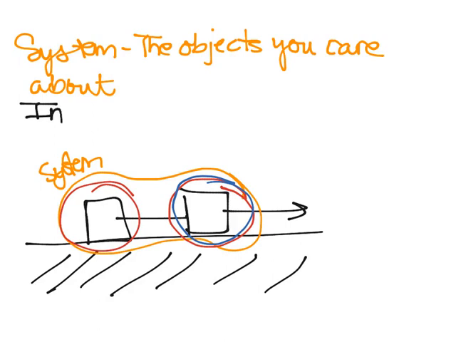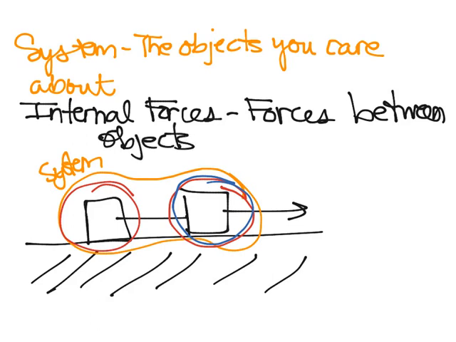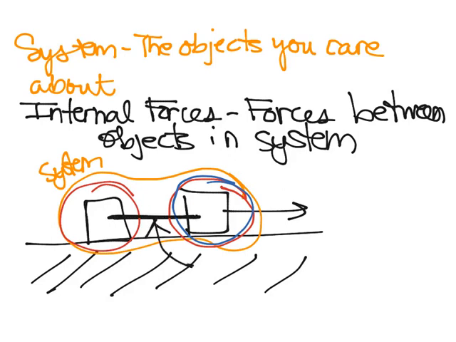Internal forces are forces between objects in the system. So if these two blocks are my system, the only force between these two blocks is this tension force. This tension between the two blocks, this rope that links them, is internal.